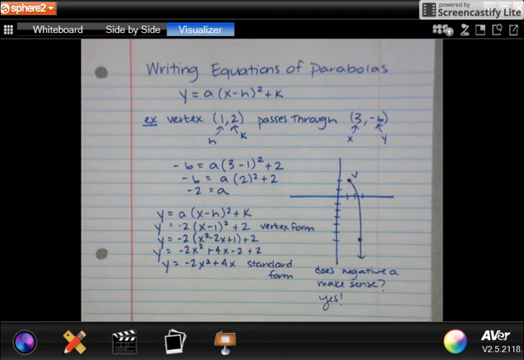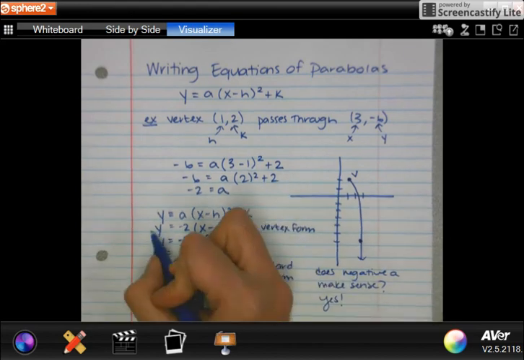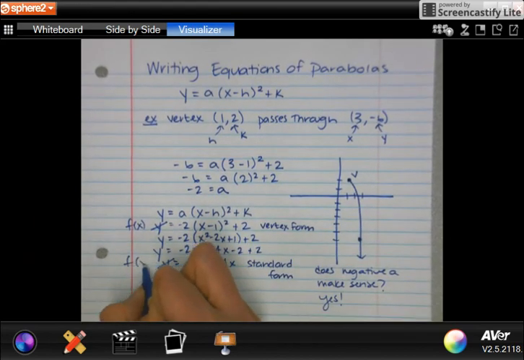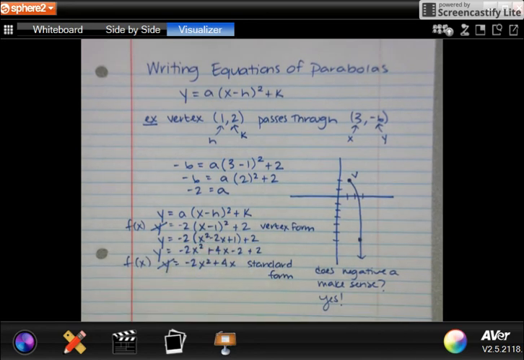Now again, anywhere that there is a y, we certainly could replace that with an f of x if we wanted to. Remember, y is just f of x, so certainly having that as your answer is also acceptable.